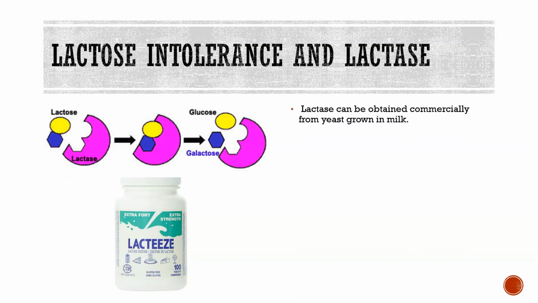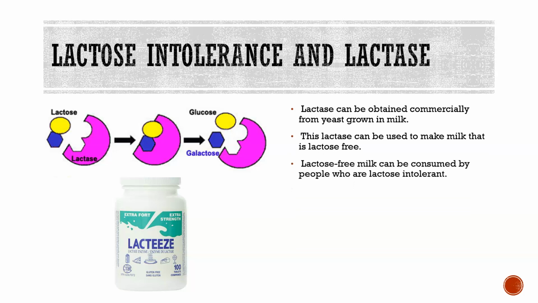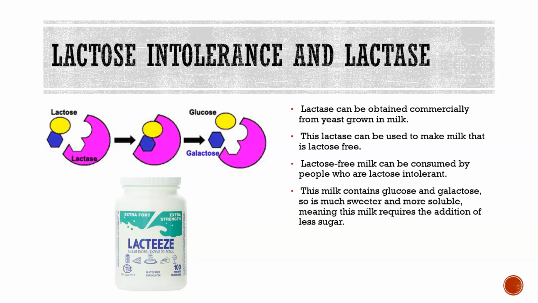Lactase can be obtained commercially from yeast grown in milk. This lactase can be used to make milk that is lactose-free. Lactose-free milk can be consumed by people who are lactose intolerant. So you see how there was an issue and scientific research has found a solution to that issue. This milk contains glucose and galactose, so it is much sweeter and more soluble, meaning that this milk requires the addition of less sugar.